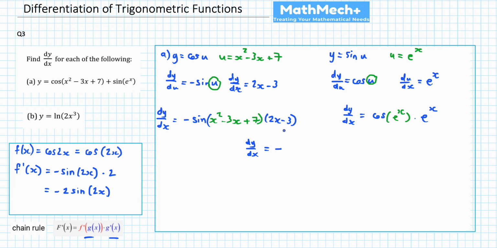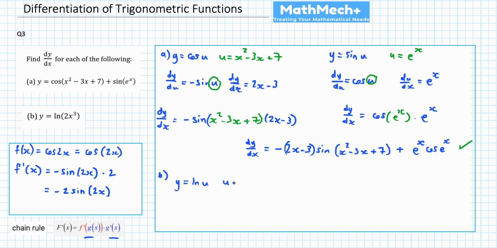So put all this together now: our minus sine, we're going to put our 2x minus 3 out front, and then put it all together. Everything else is pretty much the same, but I'm going to put the exponential function out the front as well. Okay, and that's the first part A done. So we've done one of our trigonometric functions.